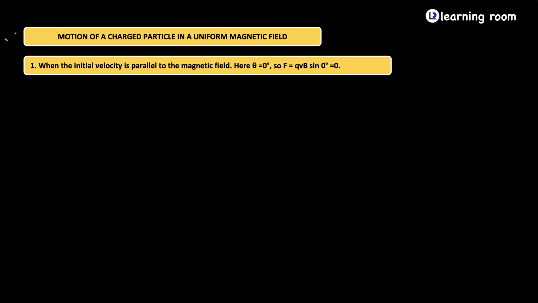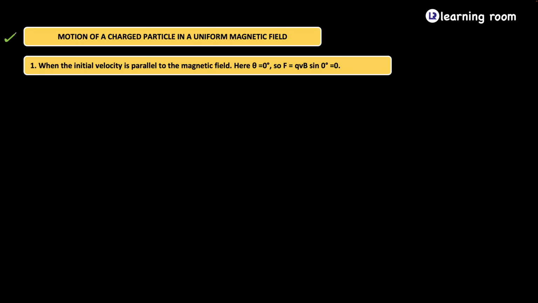So the next concept that we are going to see is motion of a charged particle in a uniform magnetic field. Till now, whatever we discussed was applicable whether the field is uniform or non-uniform. But now we are going to specifically concentrate on understanding how the motion of a charged particle is going to be in the presence of a uniform magnetic field.